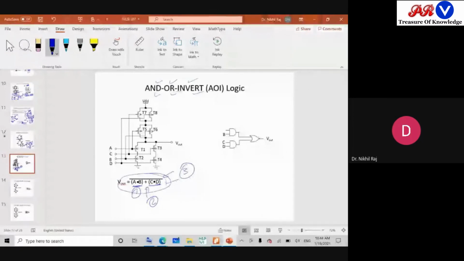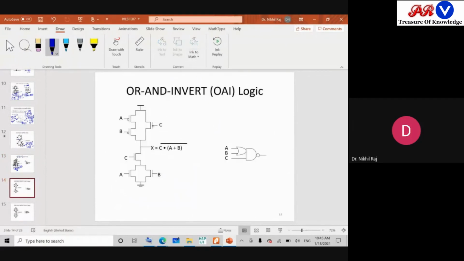And then the realization part. Realization part is nothing but A dot B plus C and D. So this is your C and D. So A plus B into C and D. Complement is the output, and the duality is in the PMOS network.